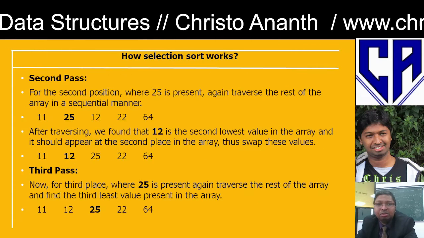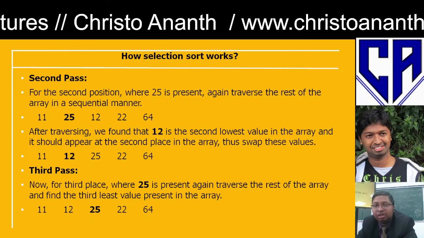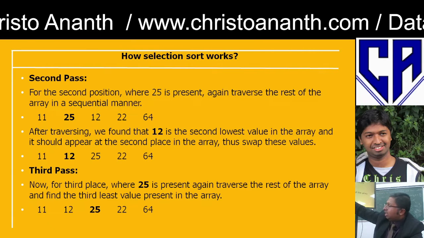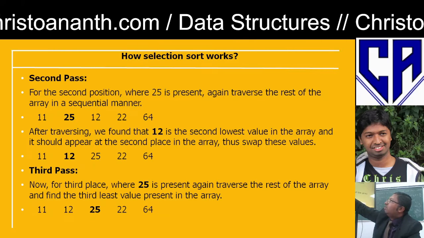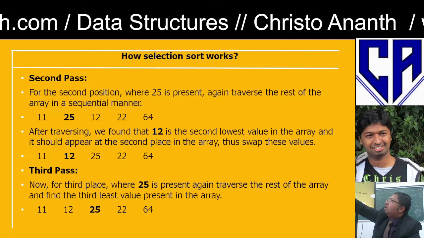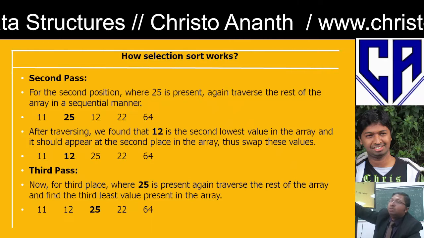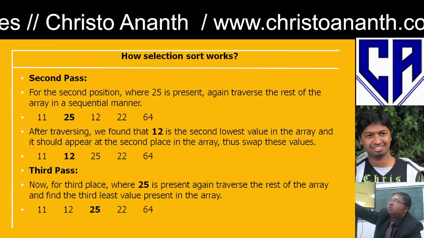Next you go to the second element, which is 25. Actually 11 is already arranged. So here, what is the minimum element? 25, 12, 22 and 64? 12. So 12 you interchange, swap. So 12 goes to the place of 25, and 25 comes here.